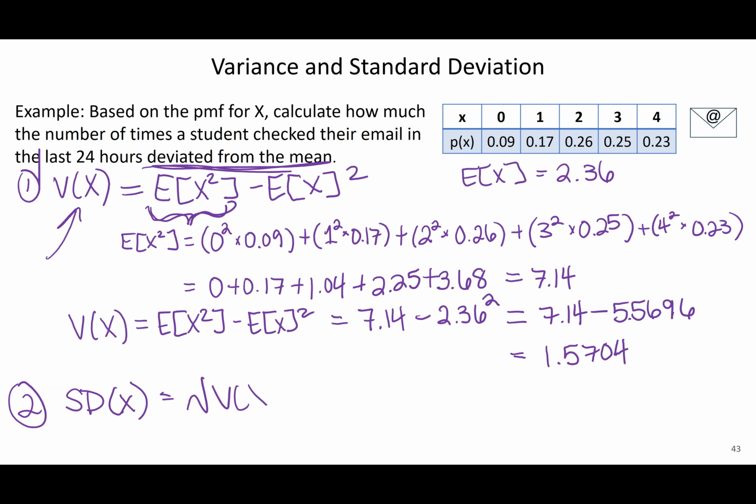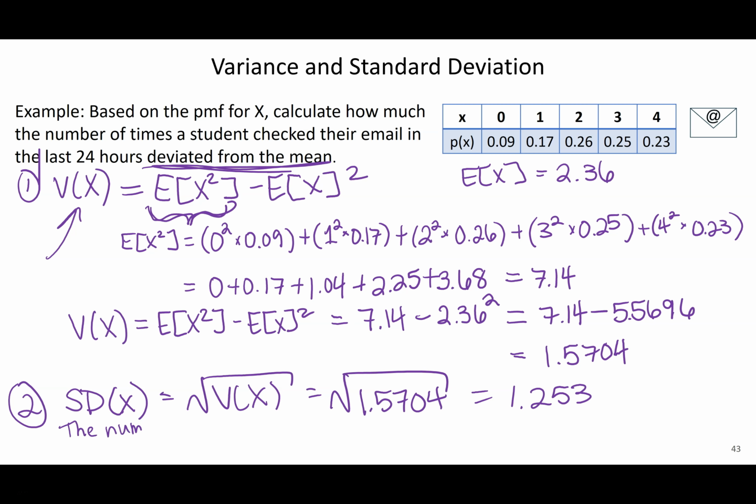So now my second step, if I want my standard deviation of x, I need to square root the variance. So I'm just going to take the square root of that 1.5704, and this is not math I can do in my head, so definitely stop, plug this into a calculator or R, and end up getting what, 1.253.